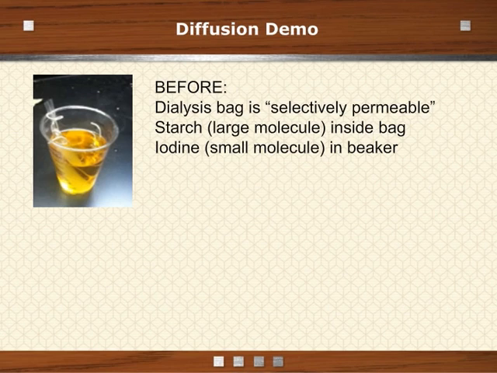It's similar to the cell membrane in that it is selectively permeable and lets only certain materials in and out. Inside that dialysis bag is a starch solution. Starch, you will remember from Module 2, is a long chain of monosaccharides. So it's a very large molecule. While on the other hand, on the outside of the dialysis bag is an iodine solution. That's why the water looks like a yellow-orangish color. Iodine is a very small molecule.